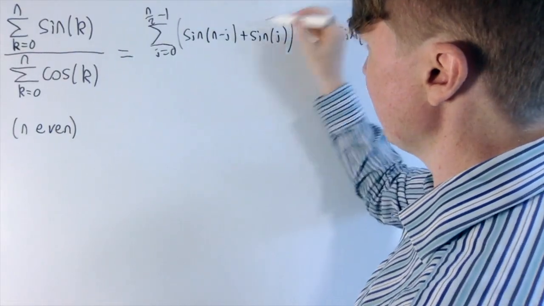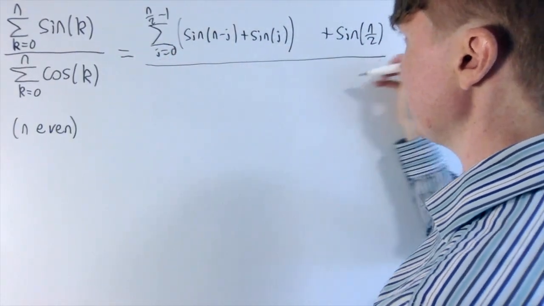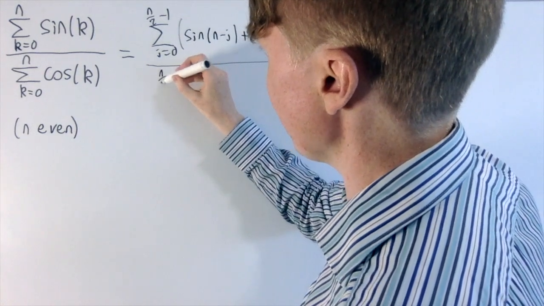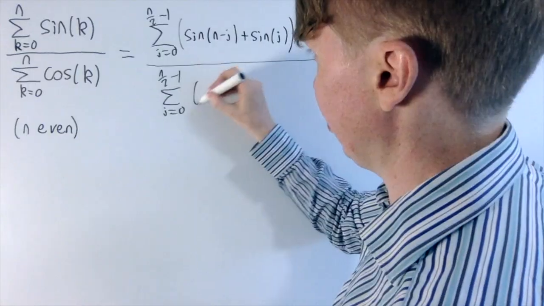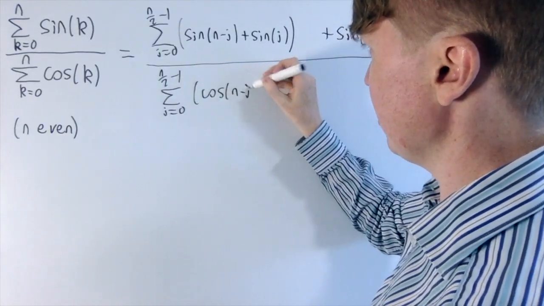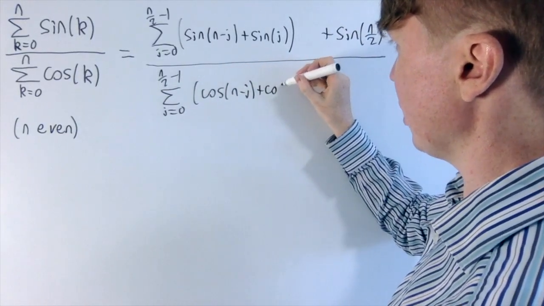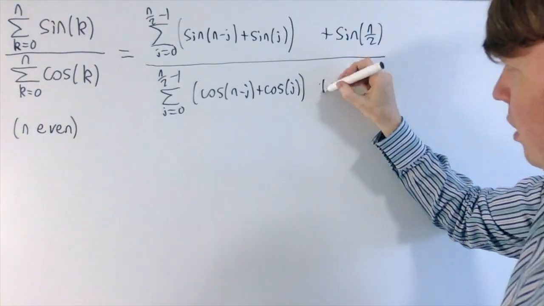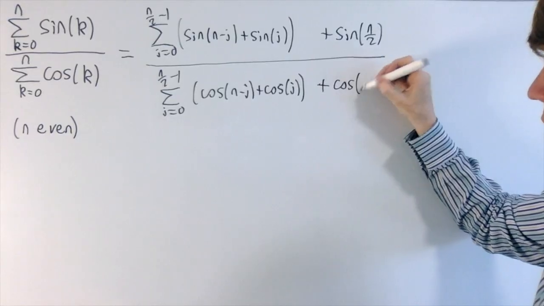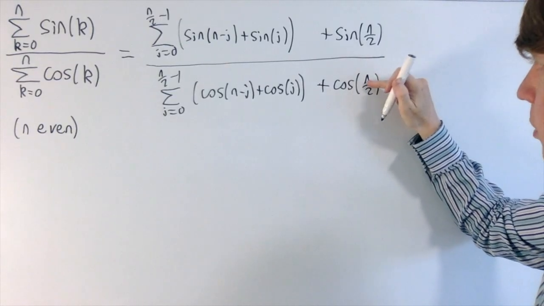Put this in brackets. And then we get the exact same thing in the denominator, and we'll apply the sum to product formula. So once again, start with cos 0 and cos n, and then we have this one left over in the middle, cos of n over 2, which doesn't form a pair.